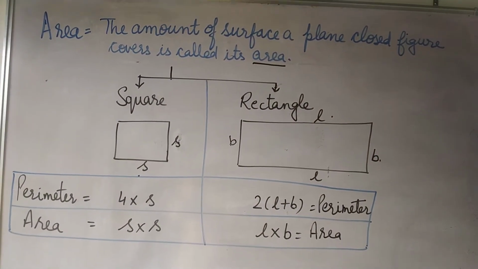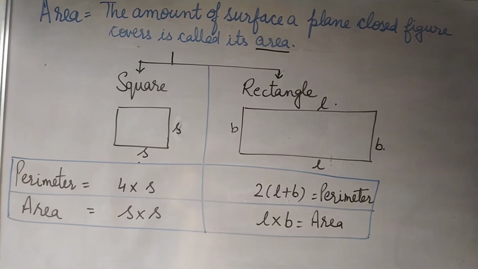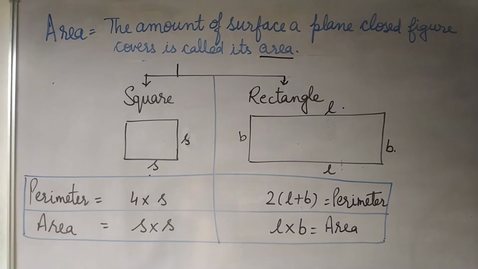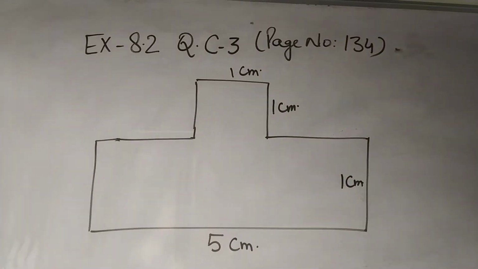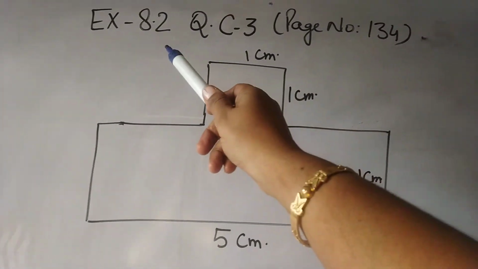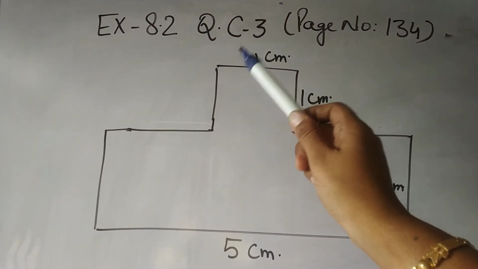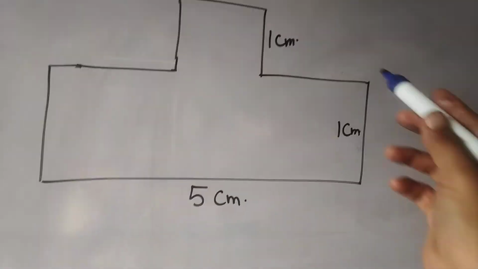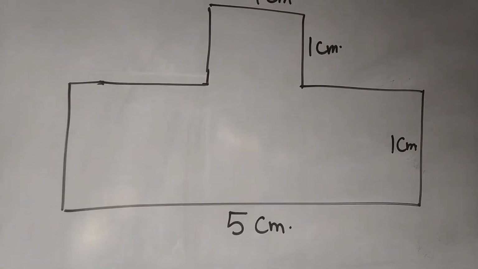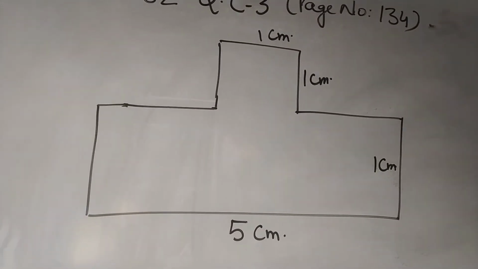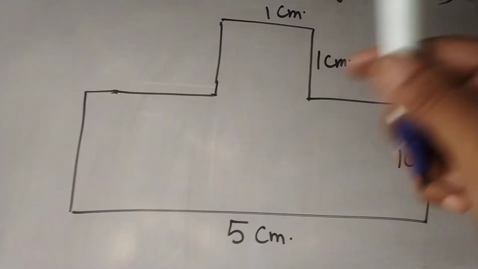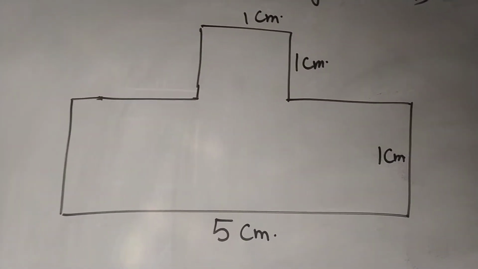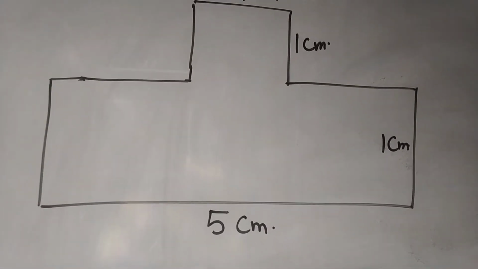Let's understand the difference between area and perimeter with the help of an example. Children, I have taken one example from your book, that is exercise number 8.2, question number C, part 3, given on page number 134. Here is a closed figure. Its area we have to find out. As you can see, it's an irregular shape. That's why we cannot put a particular formula for that.